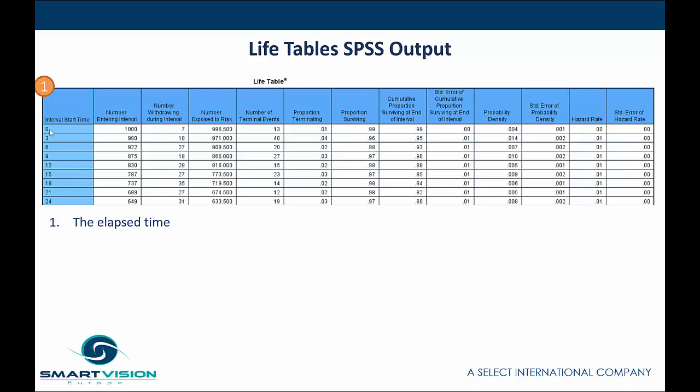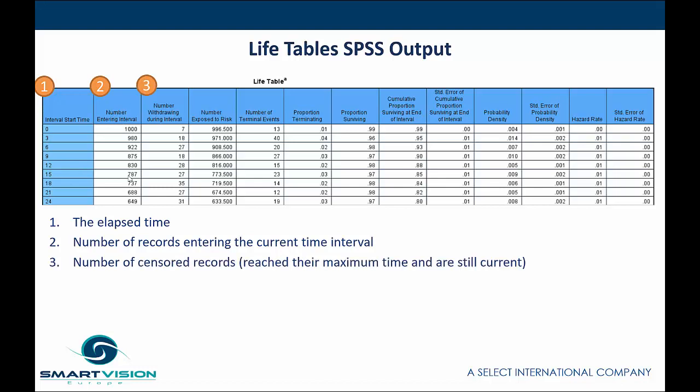So it starts at 0 time, basically starting at the point when all the cases are available. Nobody, as we know, has a tenure of 0. The minimum tenure is 1. Then it has a number of records entering the current time interval. So that's basically saying we start with 1,000 records. And then it says the number withdrawing during that interval.